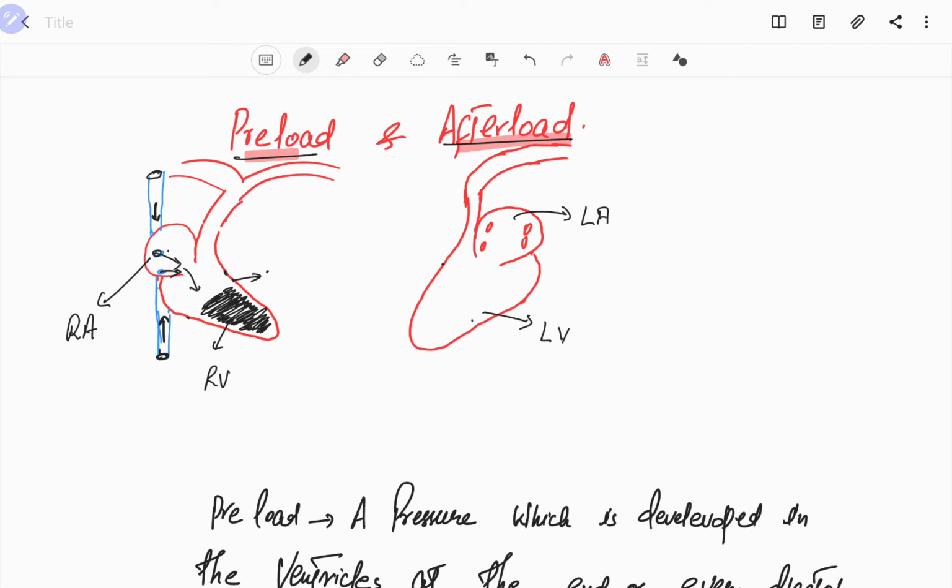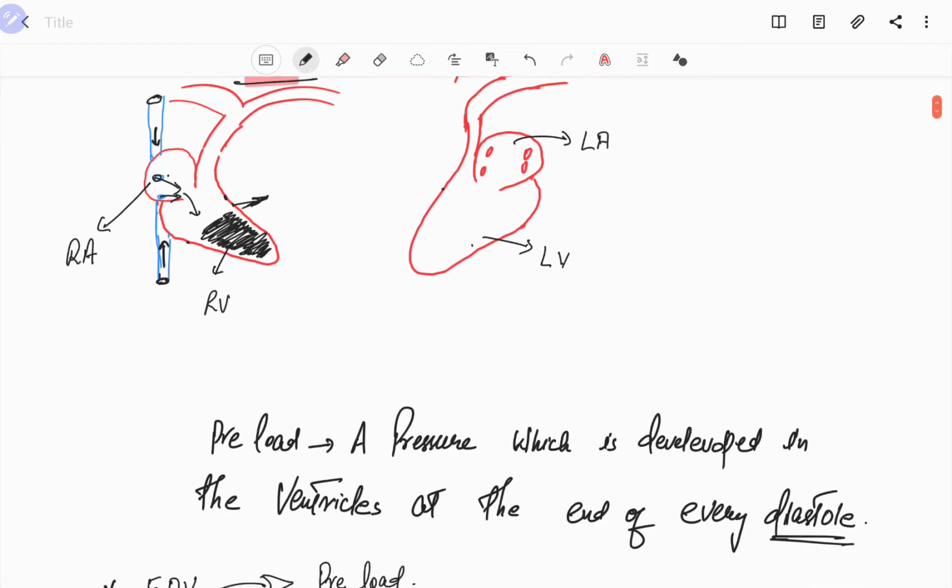So in the right ventricle, there is a stress, pressure or tension developed in the myocardium, in the walls of the ventricle. This load at the end of every diastole, when all the blood is pooled into the ventricle, is the tension or pressure the walls experience, and this pressure or tension is called the preload. So what is this called? This is called the preload.